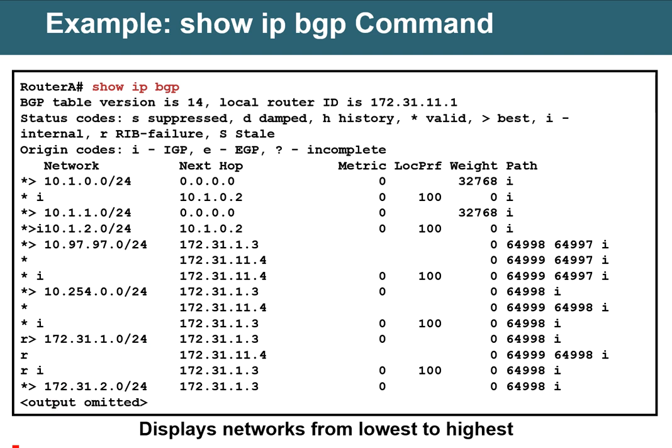Now if the next hop is this, it means no one is advertising it to you. It is directly connected to you. But when you see a next hop like this, it means this network is a learned network. This network is actually advertised in this autonomous system, and it comes through this autonomous system via this next hop and reaches this router A.